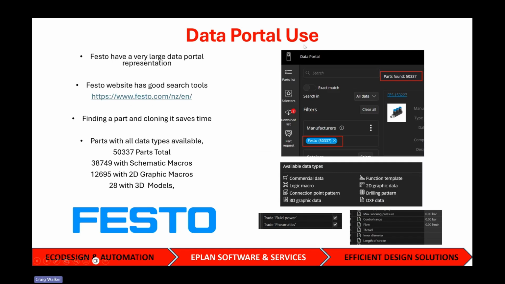Looking at the data portal use, again, nothing to be afraid of here. The data portal is quite amazing. Festo is a one-stop shop for this straight away. Festo have a very large representation in the Eplan data portal. The Festo website, this is the subcategory for New Zealand /NZ/EN, has a search tool, which is amazingly useful, and you can find mostly equivalent to whatever part you're using, and then probably find a Festo part in the data portal that has most of everything set up that you need to use, and you can make small alterations or clone the part if required.